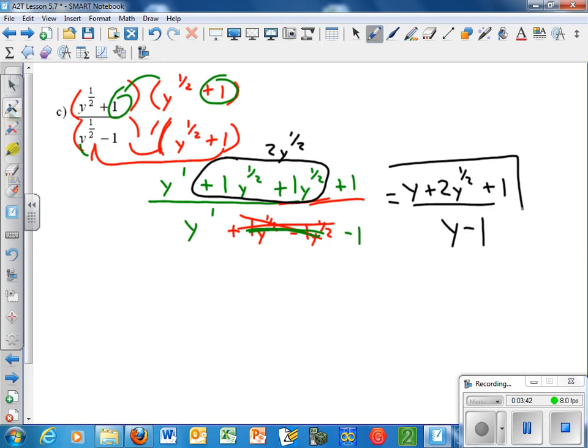And you cannot go any further than that right there. You can't cancel your y's because you have more than one term on top. Division does not undo subtraction, so you can't cancel the y's, can't cancel the 1's. That would be your answer.